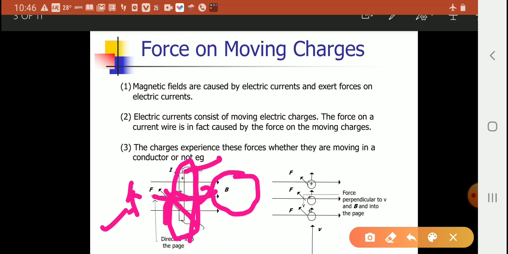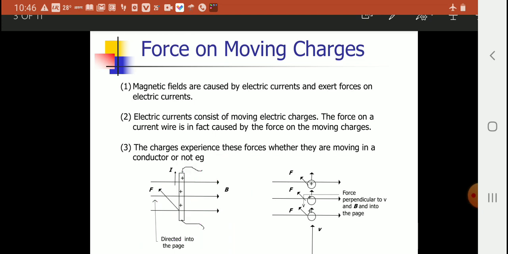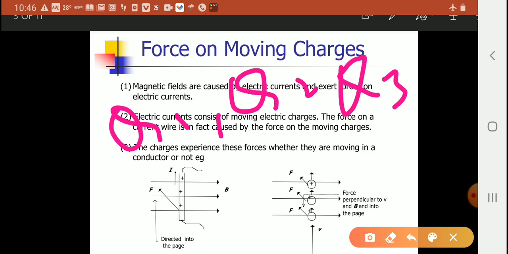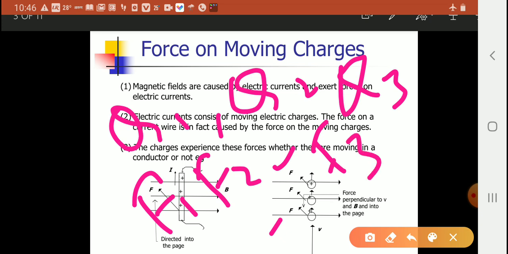Suppose there are three point charges Q1, Q2 and Q3, right? Then the forces exerted on Q1, Q2 and Q3 we will denote by the notation F1, F2 and F3, right?